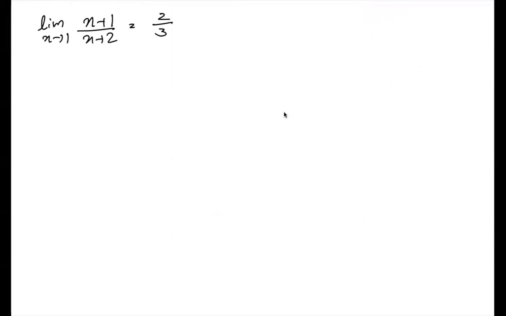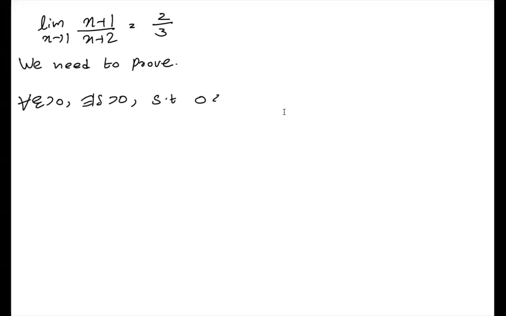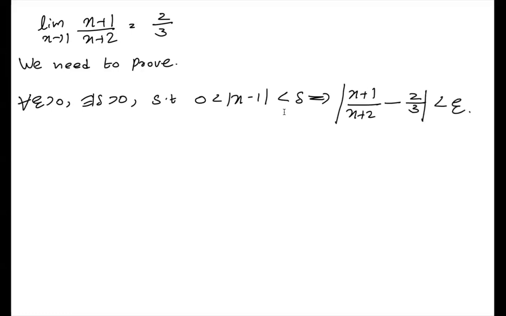So if we need to prove this limit, we need to prove that for all epsilon greater than 0, there exists delta greater than 0 such that 0 less than the absolute value of x minus 1 less than delta implies the absolute value of (x plus 1) divided by (x plus 2) minus 3 over 2 is less than epsilon. Okay, so once again, same procedure. We need to pick some delta which implies this one.